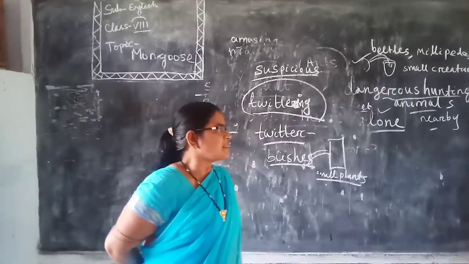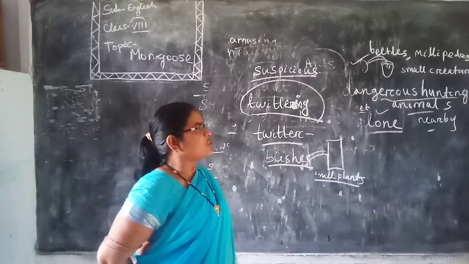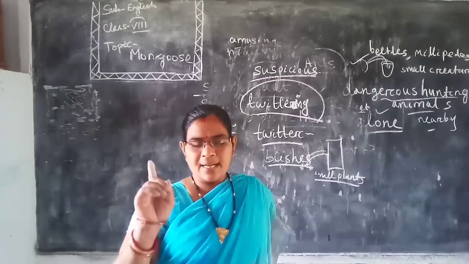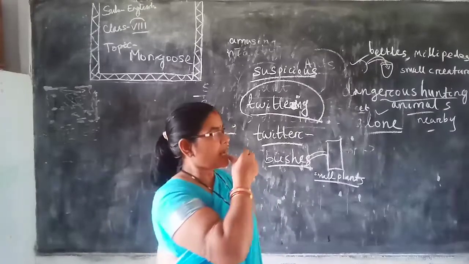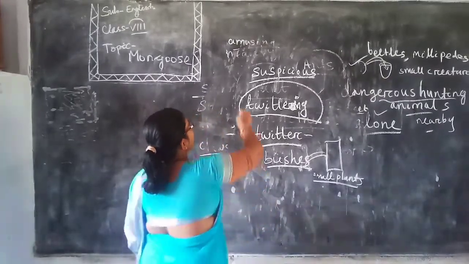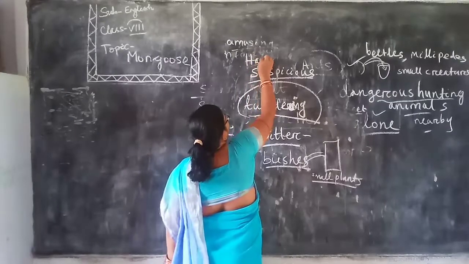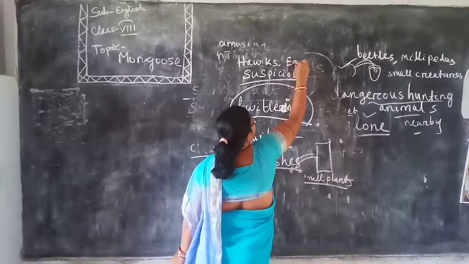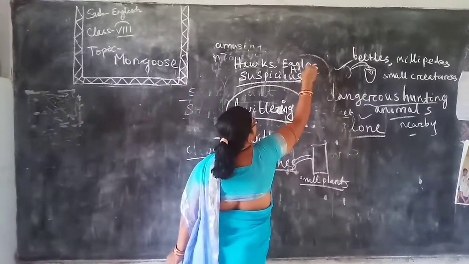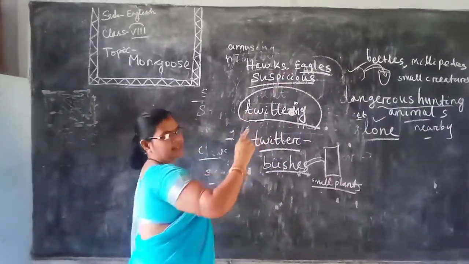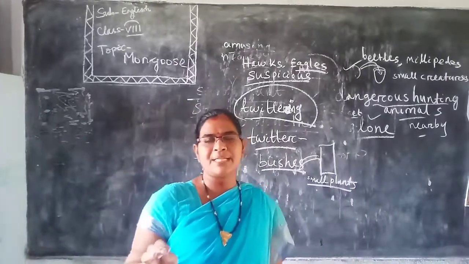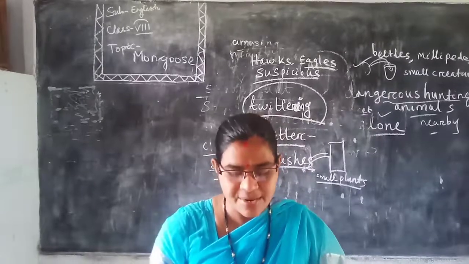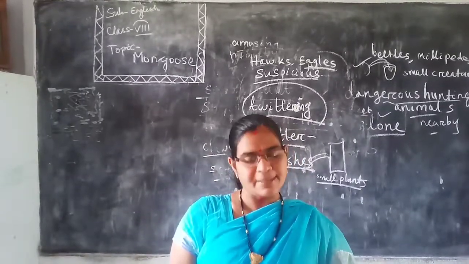To whom do they call? And suspicious of the upcoming danger. That danger is coming ahead. What are they? Hawks, eagles. Hawks and eagles. Kites, hawks, eagles. Chilla, saguna. Now, they are the dangers. For whom? For the mongooses.